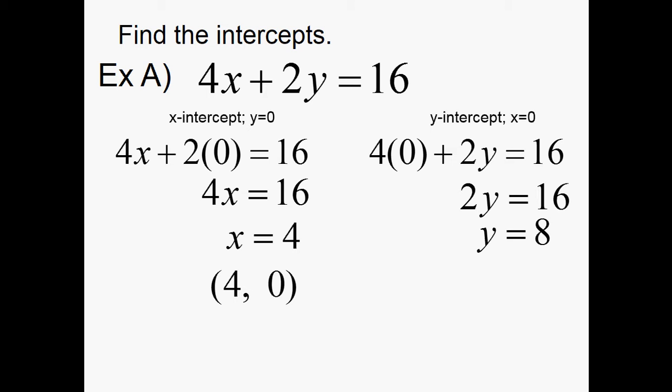Now, some students, when they put their ordered pair together for the y-intercept, unfortunately, they do it backwards. Remember, it's the x value first, y value second. So it would have to be x is the 0. Again, it's right up here. And then the y equals 8. So that would be (0, 8).